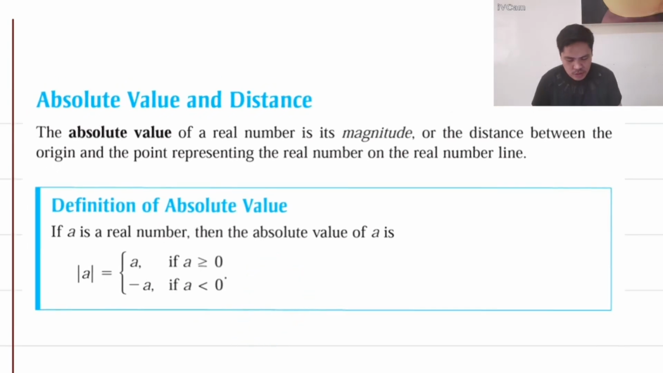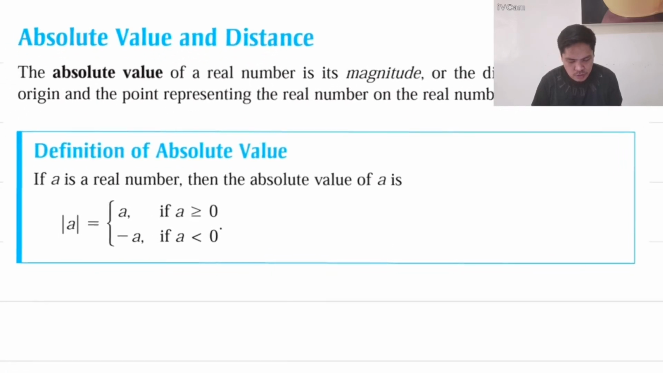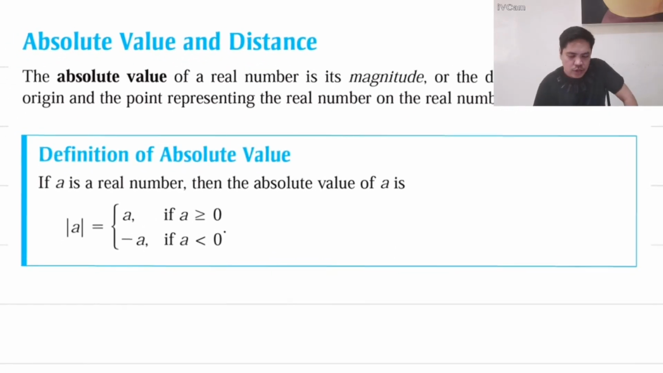Let's proceed to this topic. What is this? Absolute value and distance. The absolute value of a real number is its magnitude, or the distance between the origin and the point representing a real number on the real number line. English. Anong ibig sabihin nito?